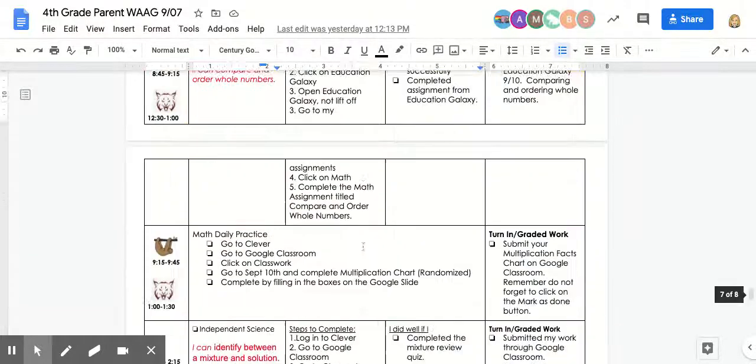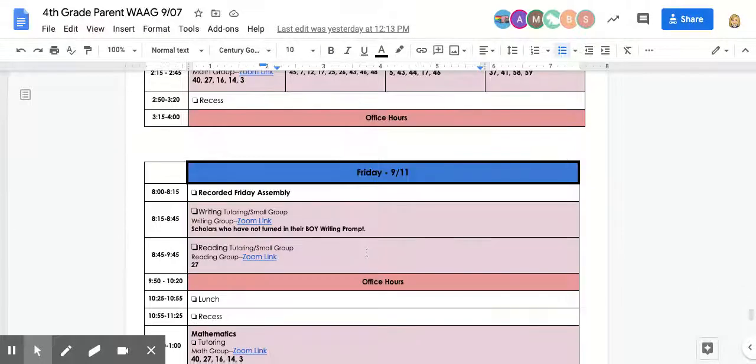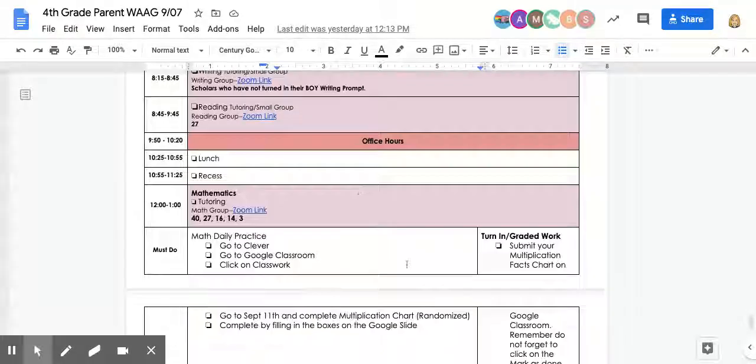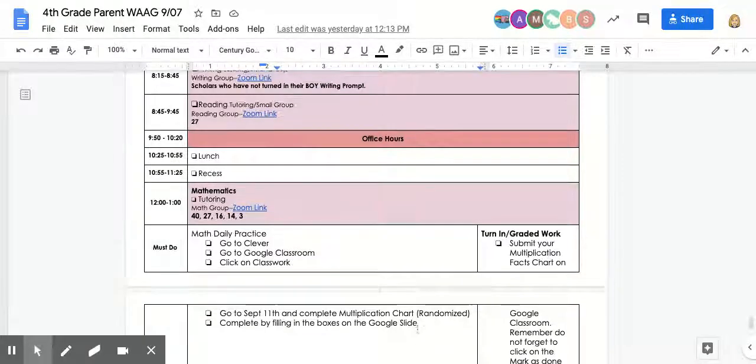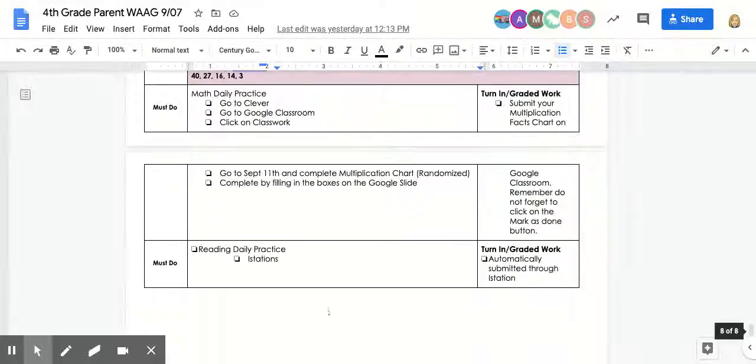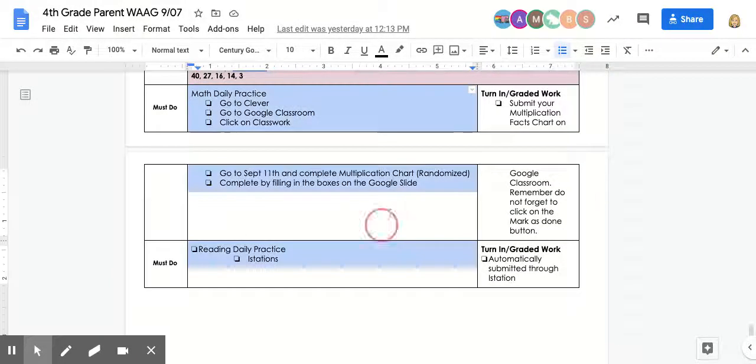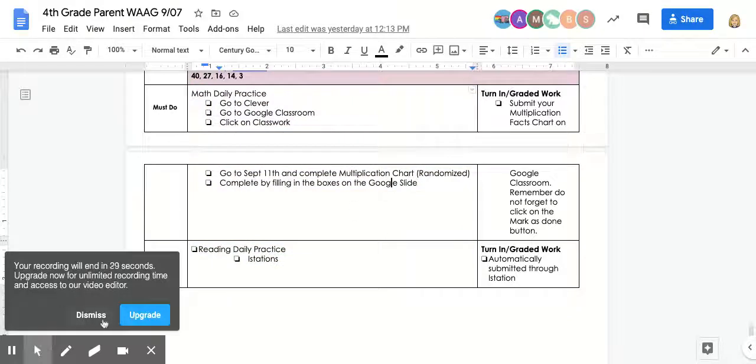As we continue to scroll down, we have Friday's schedule, recorded Friday assembly, and then we have reading. These are all tutoring groups, right? Office hours, lunch, recess, tutoring hours. So in case we have to double dip, right? And then you must do daily math practice. You must do, that's why it says must do, iStation. This helps us with attendance and know that you are present for attendance on Fridays, okay?